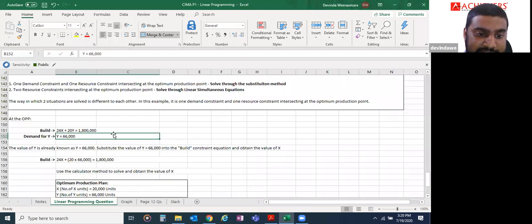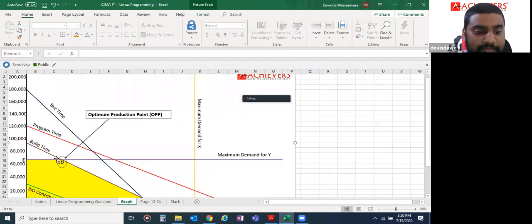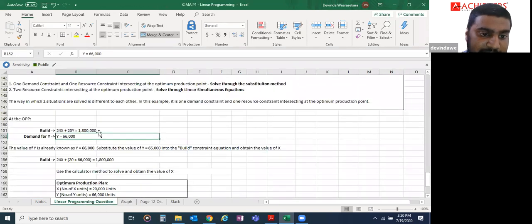Why we have taken y equals 66,000 is that when we look at the optimum production point, it falls on the maximum demand for y. So basically, you have to take the two constraints that are falling on the optimum point: the build time and demand for y, not demand for x. So you take y equals 66,000, and we already know the value of y.